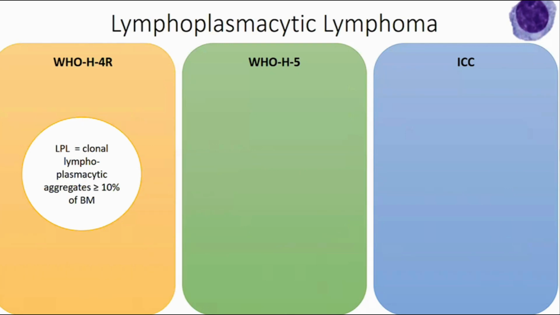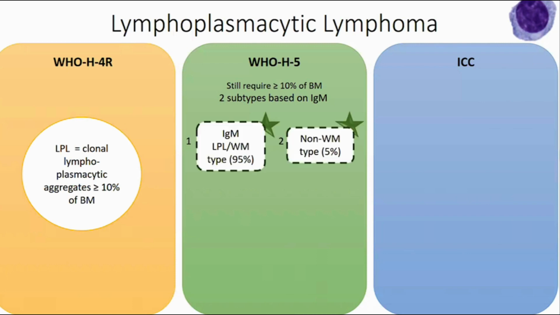All right, and then the last one of this category, lymphoplasmacytic lymphoma. The WHO5 does agree with the 4R that in terms of a cutoff for involvement in the bone marrow, you have to have above 10% of these clonal lymphoplasmacytic aggregates. But additionally, the WHO5 does add 2 subgroups based on the IgM. And so the first here is IgM LPL, Waldenström's. It makes up about 95% of cases.